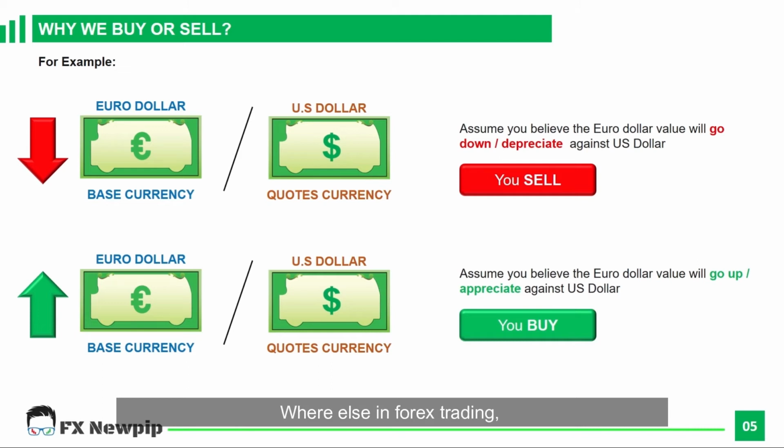Whereas in Forex trading, if you believe that the euro-dollar value will depreciate or weaken against the US dollar, then you will place a sell. Likewise, if you saw news headlines saying that the US will hike their interest rate, which will cause the US dollar to increase its value against the euro, then you place a buy. Both ways, you can still make profit.